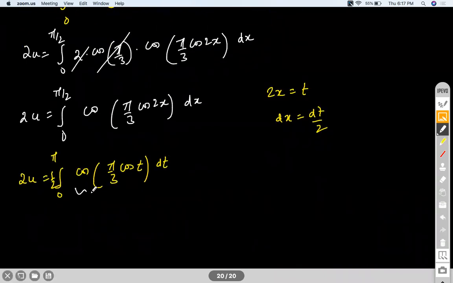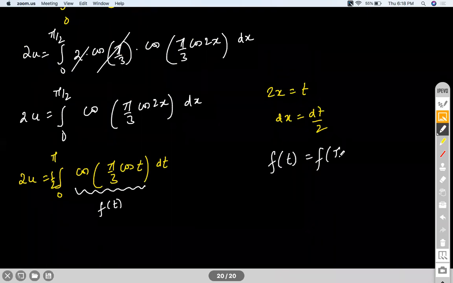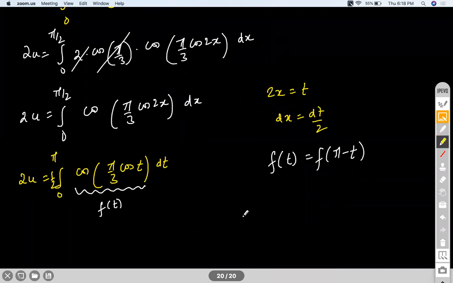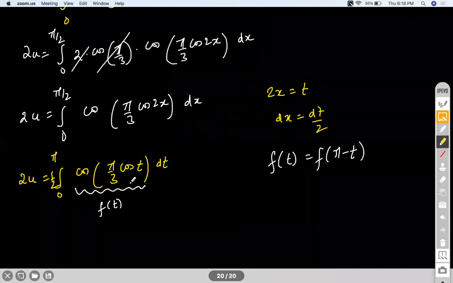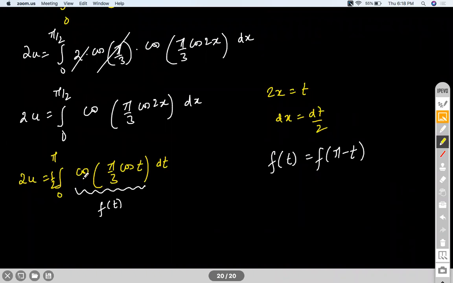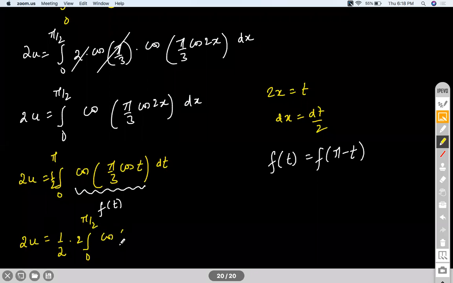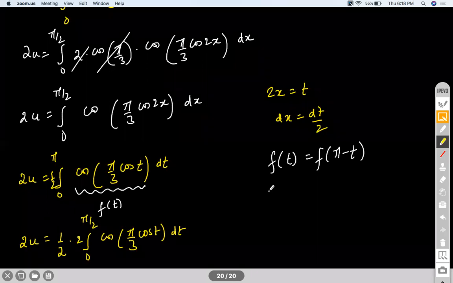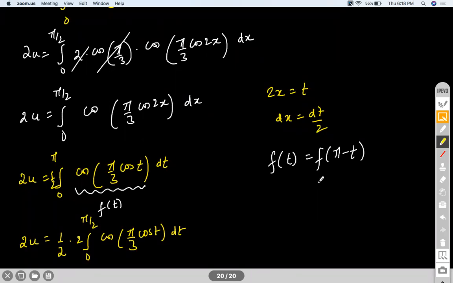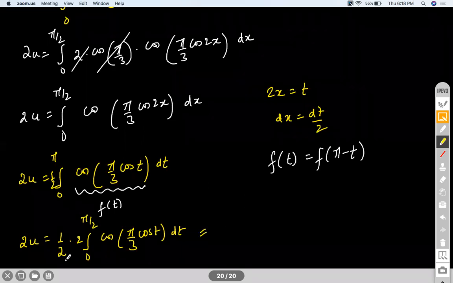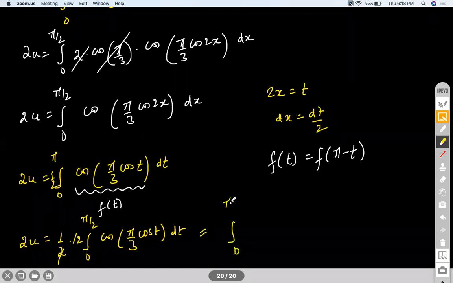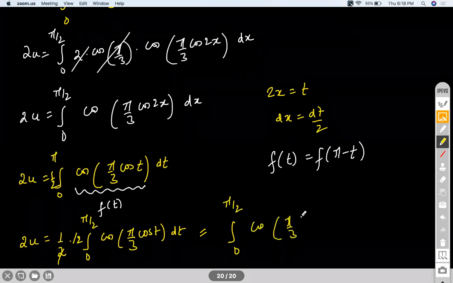Now here we have a function. Let's say I call it f of t. Remember, f of t is same as f of pi minus t. Yes or no? There'll be no effect on the function because outside is a cos. So can I halve the limit here itself? Can I say it is 2 times the integral from 0 to pi by 2 of cos of pi by 3 cos t? That's nothing but integral from 0 to pi by 2 of cos pi by 3 cos t.